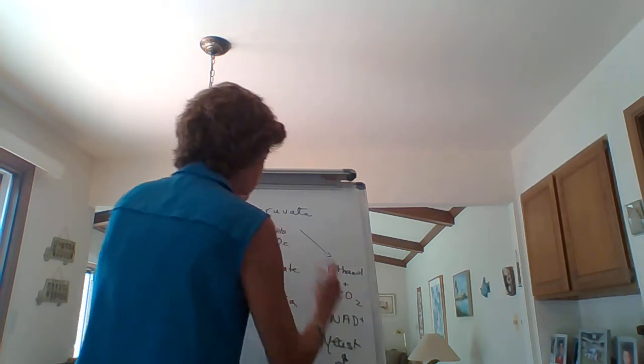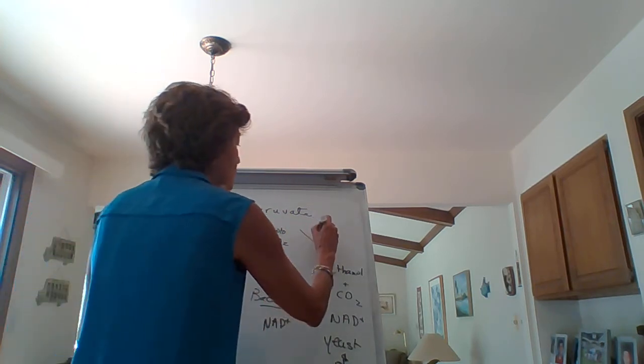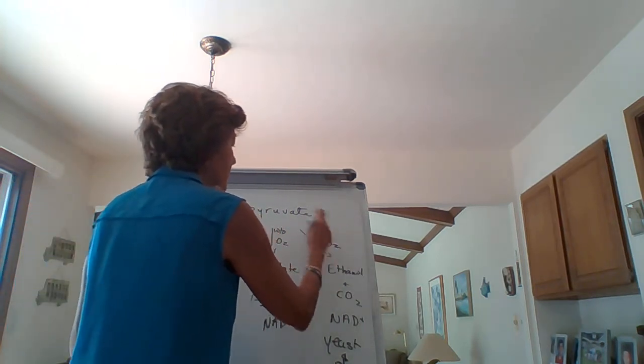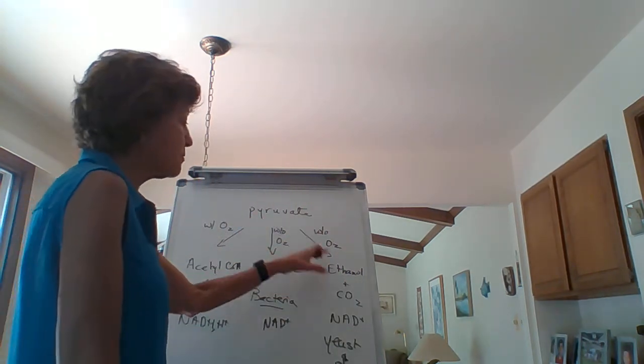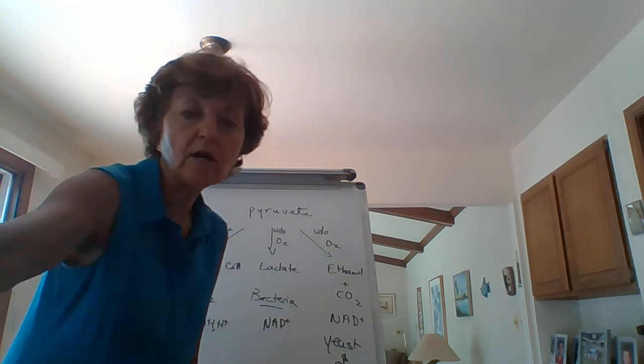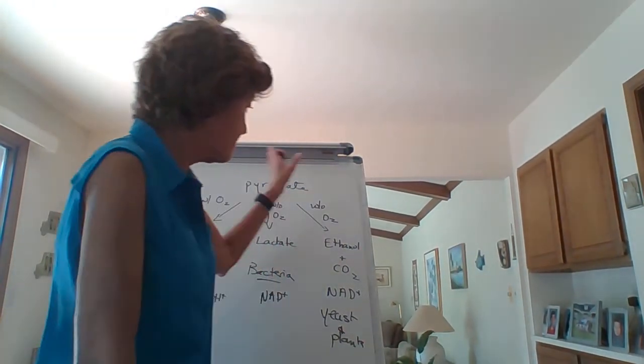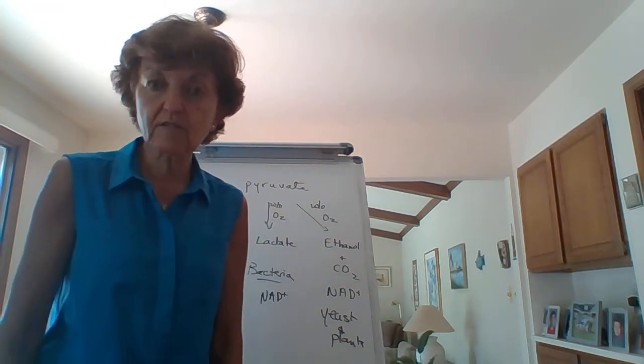So we said humans and bacteria do the whole lactate thing without oxygen. If you don't have enough oxygen and you're a plant or yeast, you turn pyruvate into ethanol and carbon dioxide. What is ethanol? That's alcohol. All the alcoholic beverages, it's a process of glycolysis, okay?